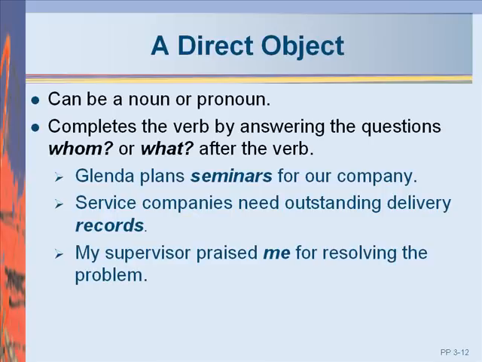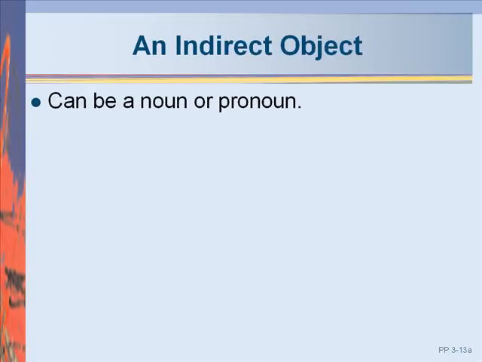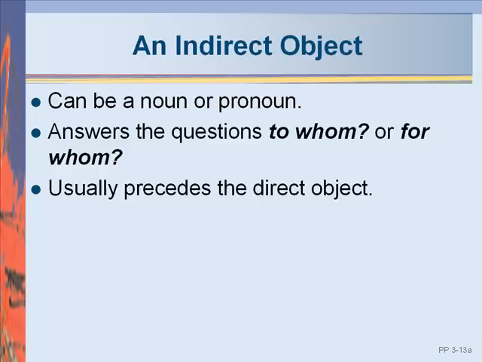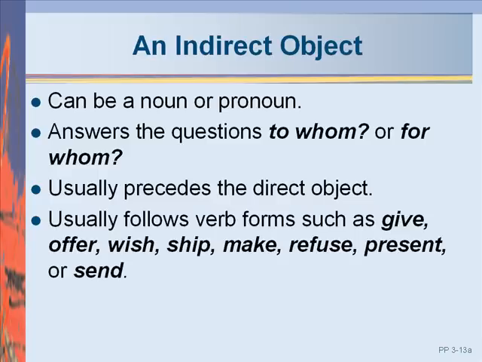Me is a pronoun. An indirect object can be a noun or a pronoun also. It answers some questions, to whom and for whom, but you cannot have an indirect object unless you find the direct object. So if you don't have a direct object, you will never have an indirect object. And the indirect object is found between the predicate and the direct object. It usually comes after these kind of verb forms.